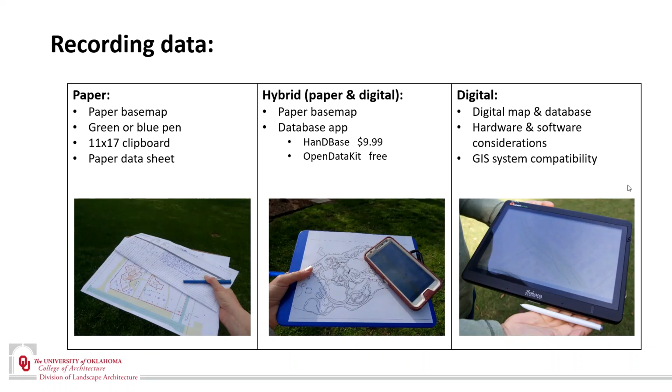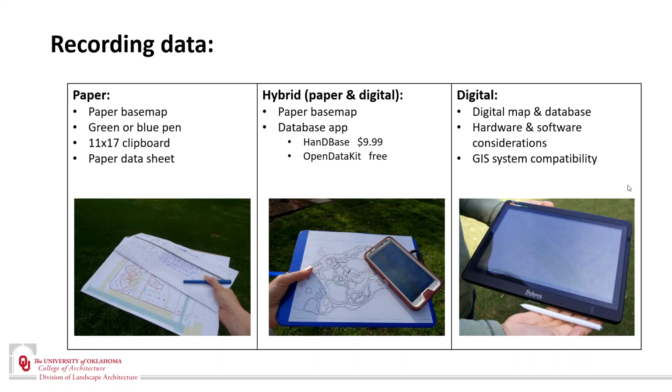So a very common hybrid model would be a paper-based map and then using a database app downloaded on a smartphone. So again, you'll have to manually enter data into ArcGIS. Lastly, you can do a full digital method, and this is what we're going to be interested in looking at in the exercise that we're going to do together.